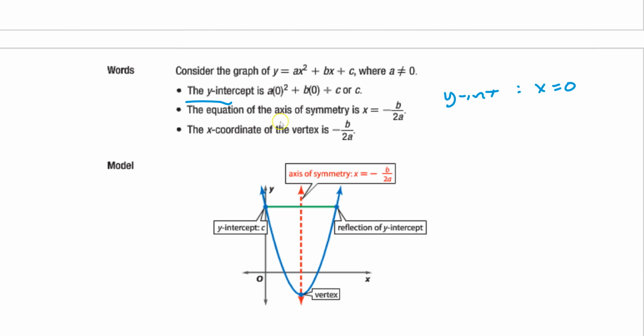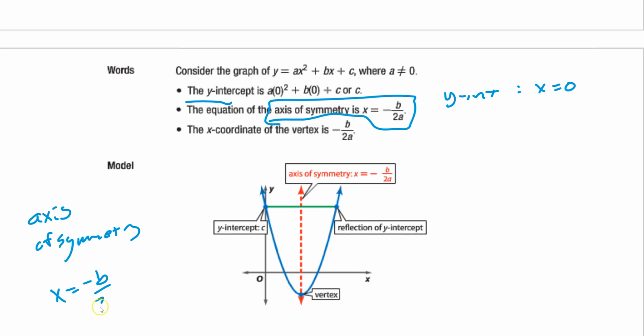Here's the big one. If you want the axis of symmetry, we have a formula for it. The axis of symmetry is x equals negative b over 2a. If you have the general equation, you just use the formula negative b over 2a, and that gets you the axis of symmetry. It's so important because when you have the axis of symmetry, you also have the x in the vertex. So for your vertex, the x value is negative b over 2a.